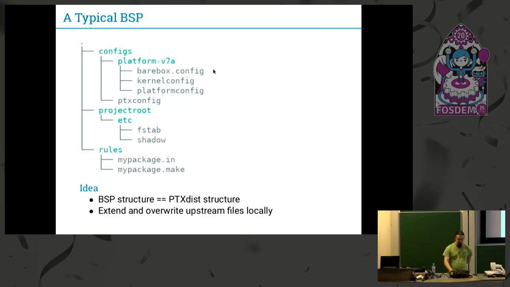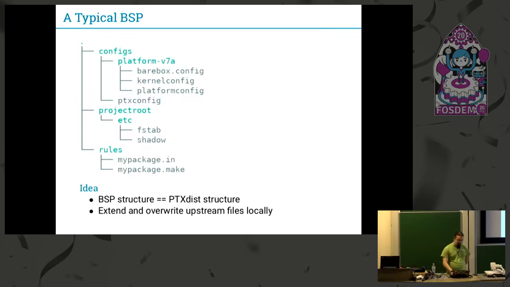And yeah, that's basically everything in configs. And you have some rules, some package rules if you want to build some custom software which is not already in PTXdist. You can generate package rules in your BSP. And this is basically a .in file which contains the kconfig menu entry and the makefile which handles everything about building the packages.